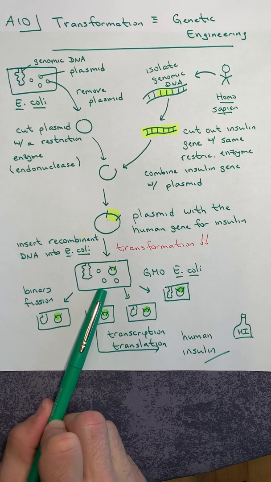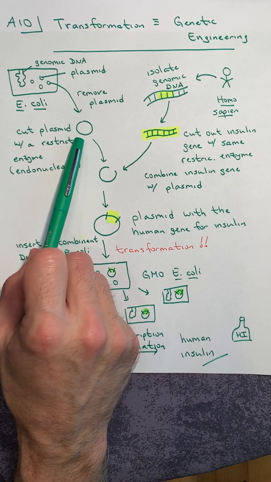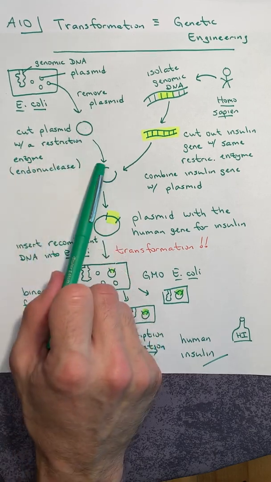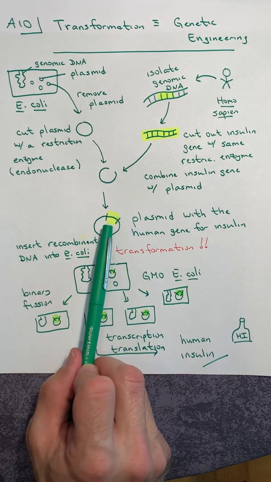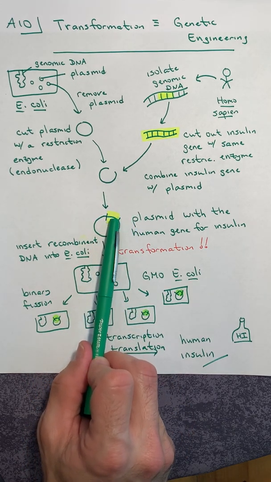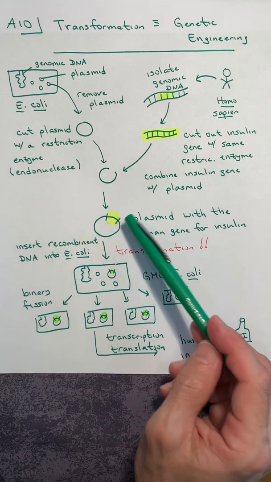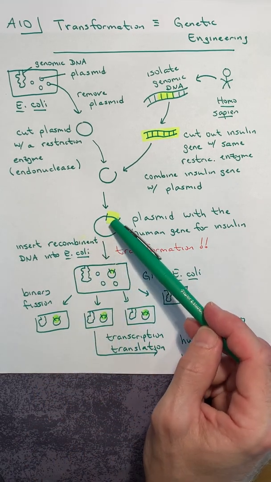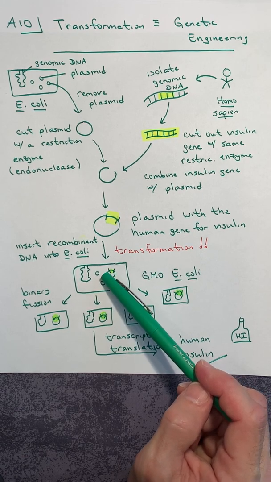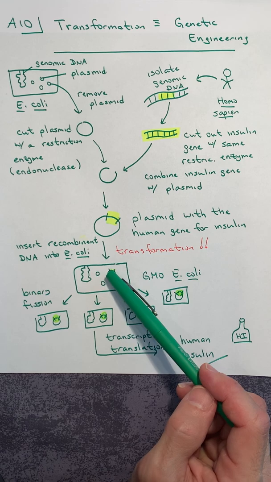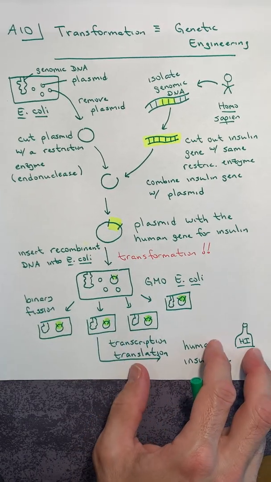That GMO was produced by first isolating a circular piece of DNA called a plasmid. You nick that plasmid to open it up. You insert the human gene. You then take that human gene, combine it with the plasmid. That's called recombinant DNA. This recombinant DNA is then reinserted into the E. coli. The E. coli then passes those genes, or that gene, to all of the cells that are formed through the cloning process of binary fission.